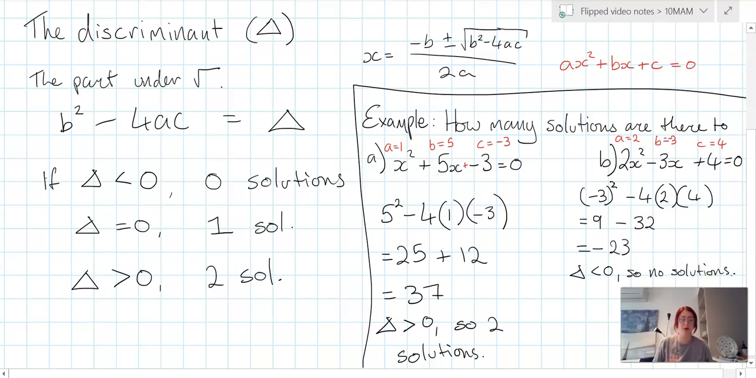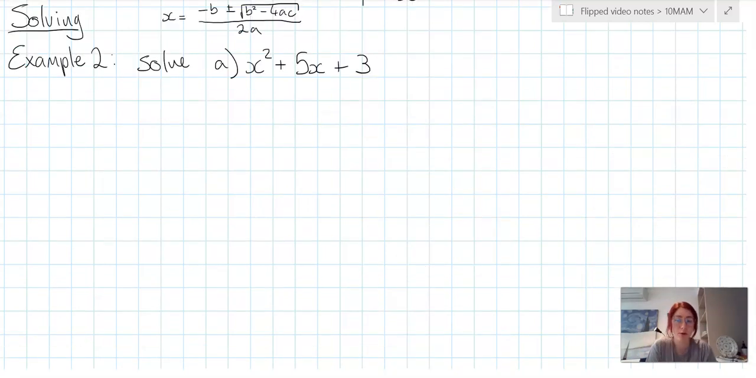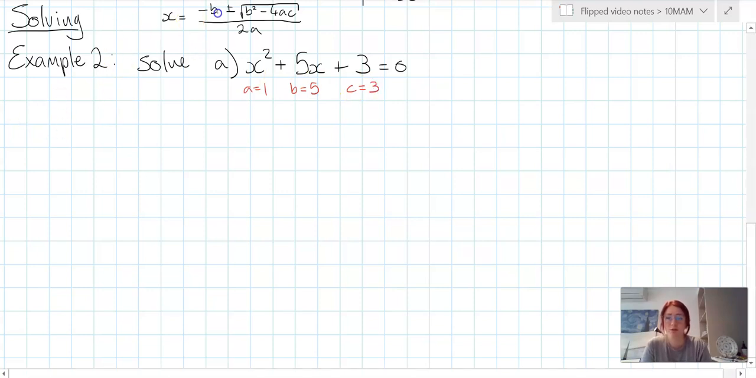If we have one where it's equal to 0, we're only going to have 1 solution, because hopefully that quadratic will actually be a perfect square. So as you might have noticed when we were doing the discriminant, really all we're doing is working out our values of a, b, and c and substituting them into that formula. So if we're trying to solve x squared plus 5x plus 3 equals 0, we've got an a value of 1, b value of 5, and a c value of 3. So really, all we are doing is substituting that in to our quadratic formula here.